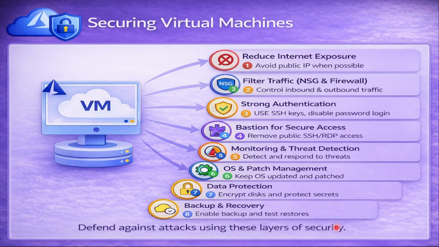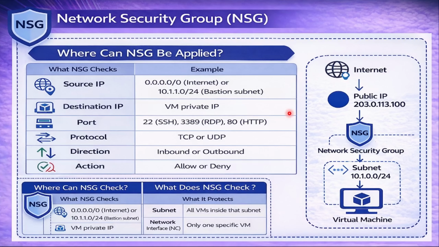In this video, we'll focus on two of these layers: network security groups to control traffic and Azure Bastion to remove public SSH access. Before we move on, let's quickly understand how a network security group works. An NSG is basically a firewall for your Azure network. It sits in front of your virtual machines and decides what traffic is allowed and what should be blocked.